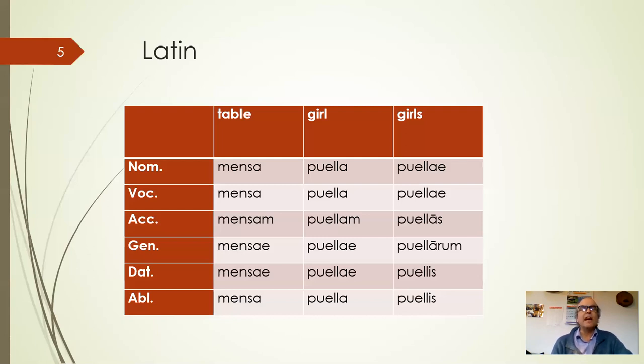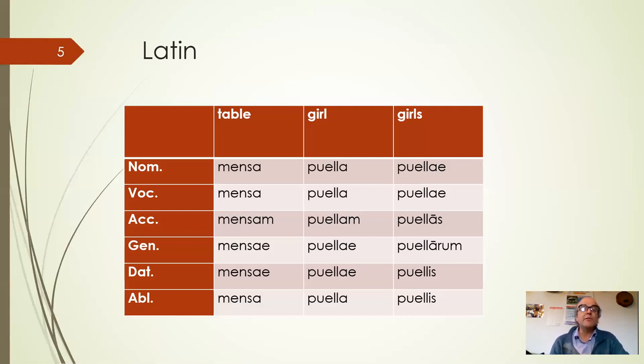The genitive, the case of possession, the table's. So the table's leg, the leg of the table, mensae. Mensae is also to the table, and the ablative form meaning by, with, or from the table, mensa, should actually have a line over the a to show that it's a long a. That's my mistake. I apologize. Should have fixed that. Never mind.